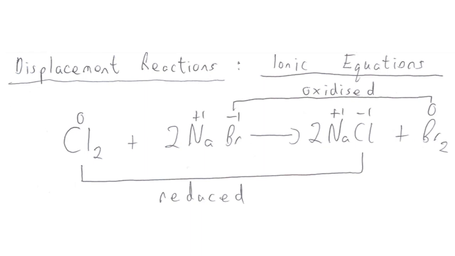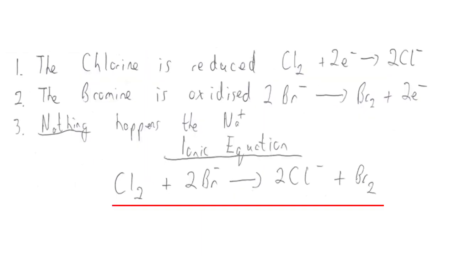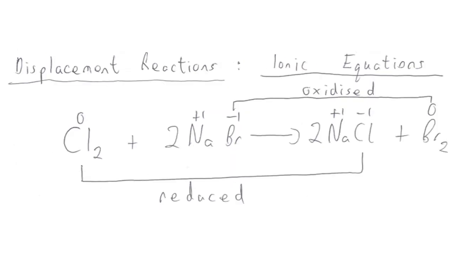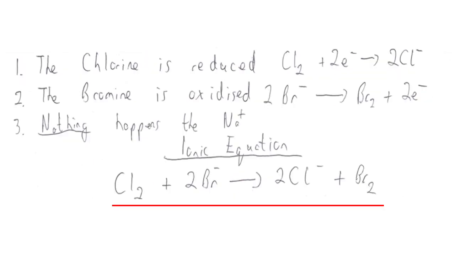Now press play and pause on these just to make sure you understand what's going on. And the overall ionic equation is as follows. The chlorine is reduced, the bromine is oxidized, and nothing happens to the sodium. You can see it's +1 on the reactant and product side, so you ignore it. The overall ionic equation is that.